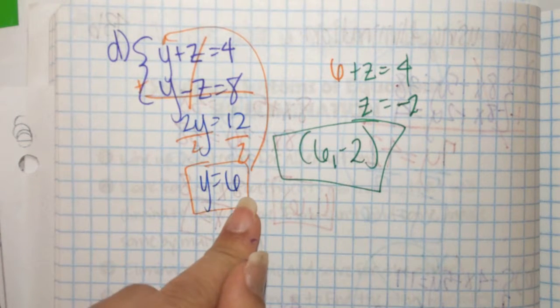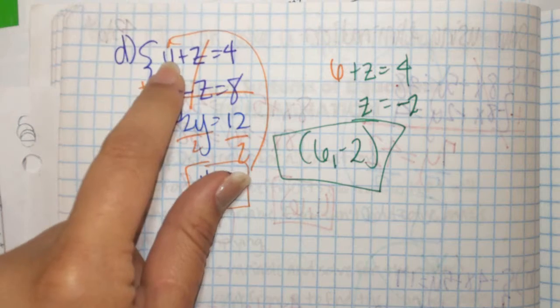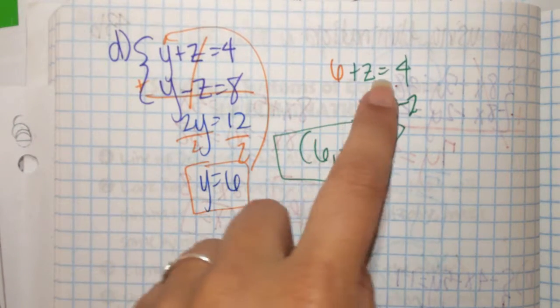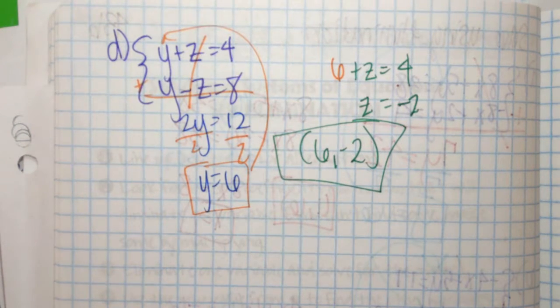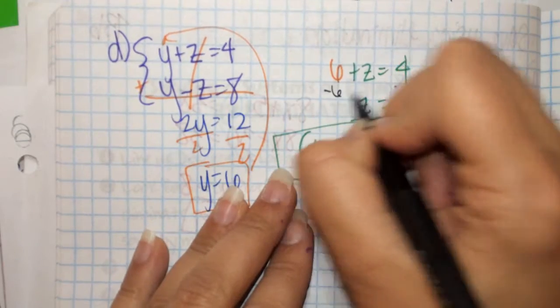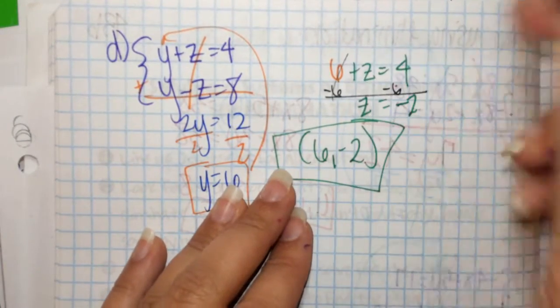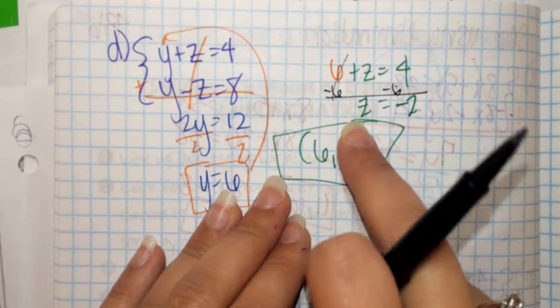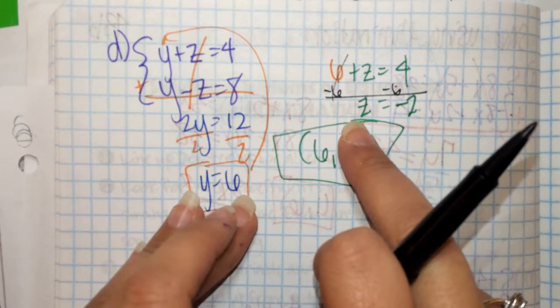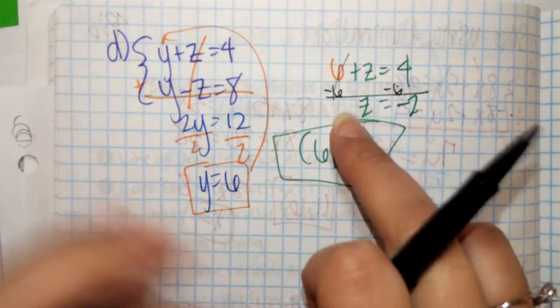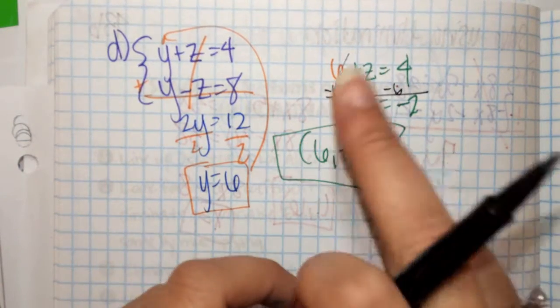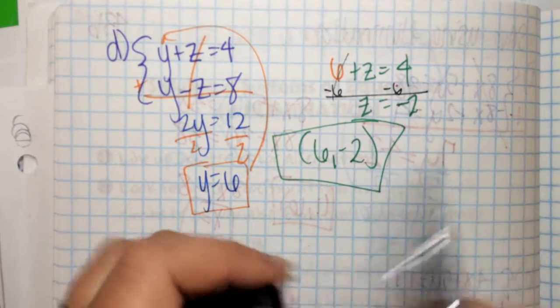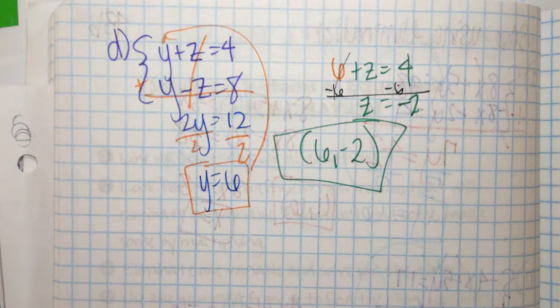Alright, so we take this 6, right? And we're plugging it in for y. So we say 6 plus z equals 4. Now, we subtract 6 from both sides. And that's where we get that negative 2 from. Now, what number is in front of z? It's a positive 1, so we don't divide this time. That's the difference. It was a negative last time. We don't divide if it's positive 1.